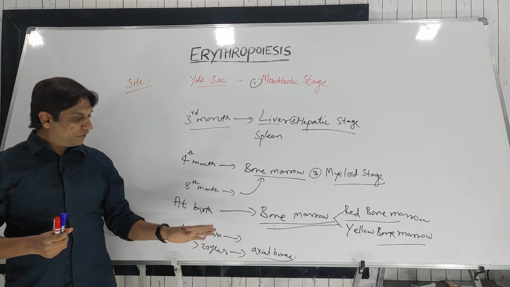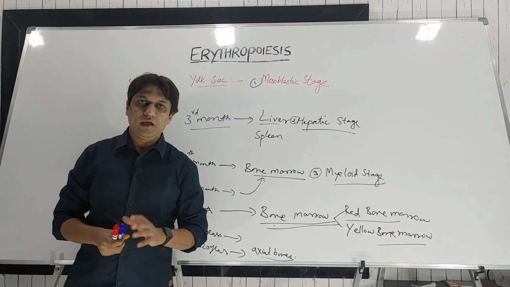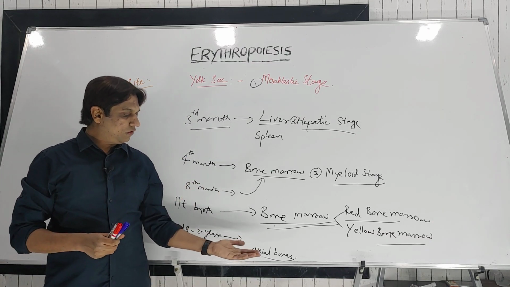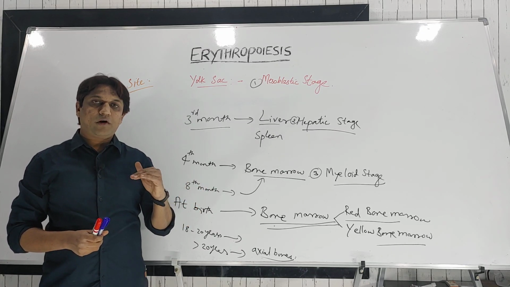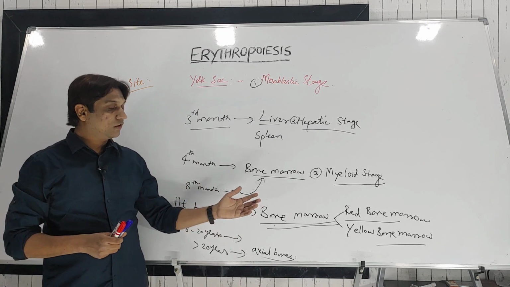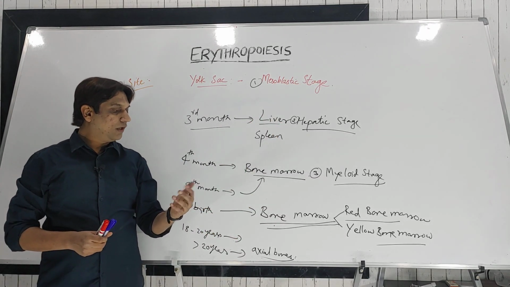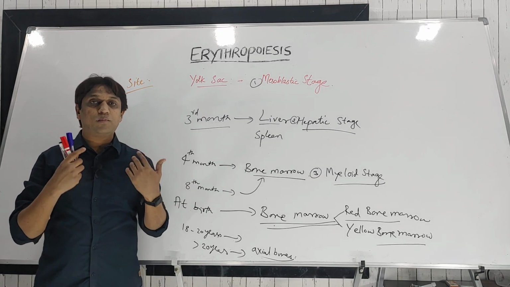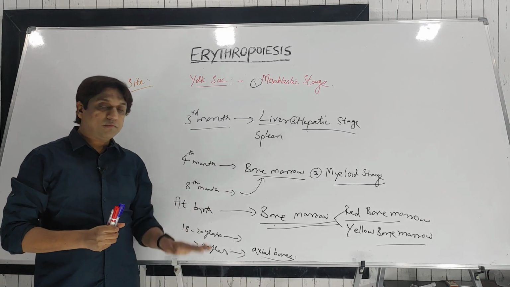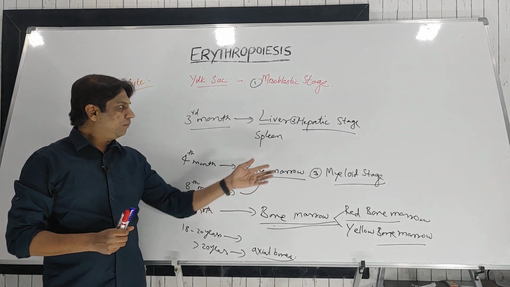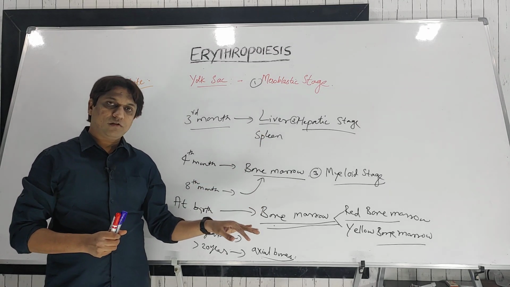Sometimes, due to some pathological condition, for example aplastic anemia, in which there is no production of blood cells or erythropoiesis in the bone marrow, the production of RBCs takes place from other sites like the liver, spleen, or some lymphoid tissues. That is known as extramedullary hematopoiesis, a pathological condition. Normally, apart from the bone marrow, other sites do not produce blood cells, only very rarely, in pathological conditions.